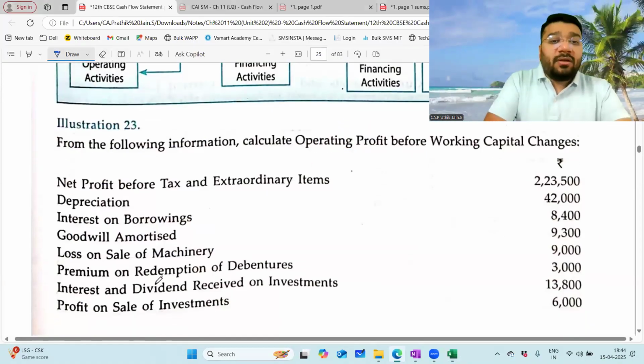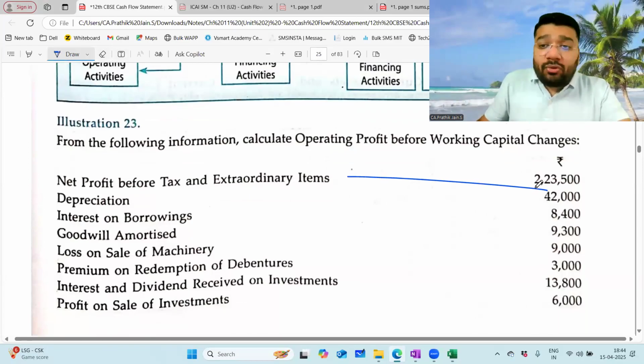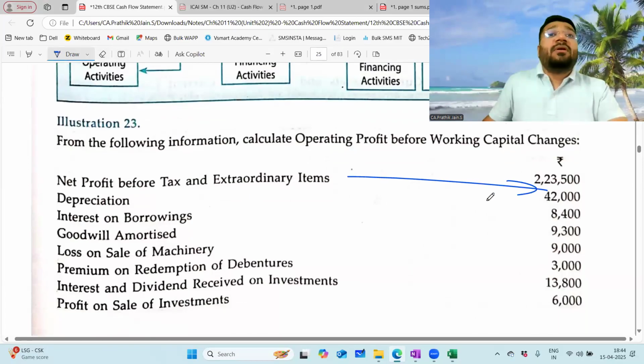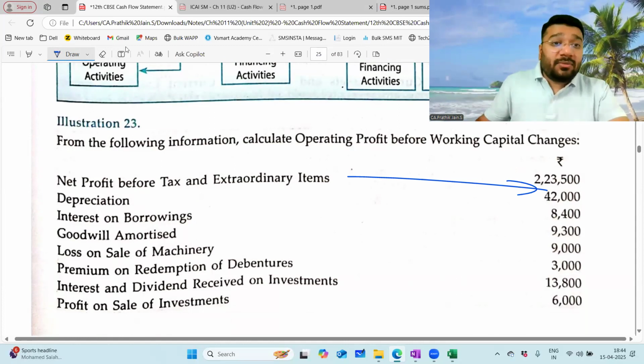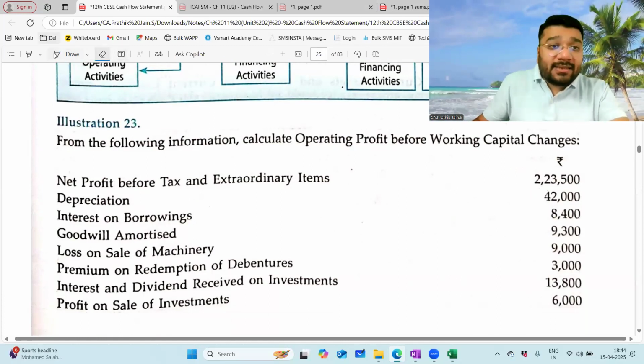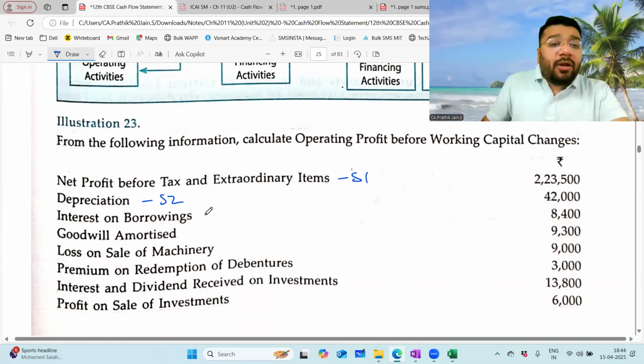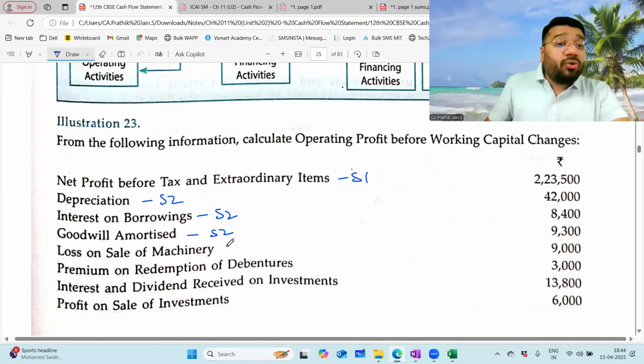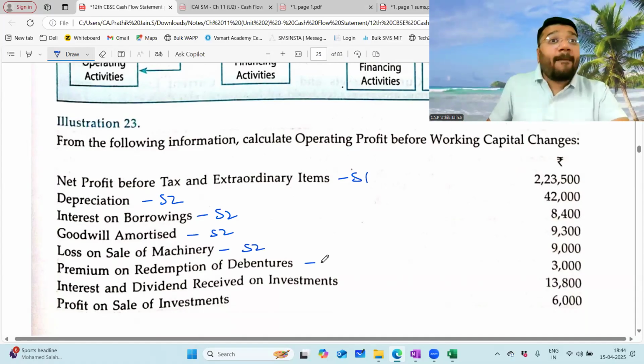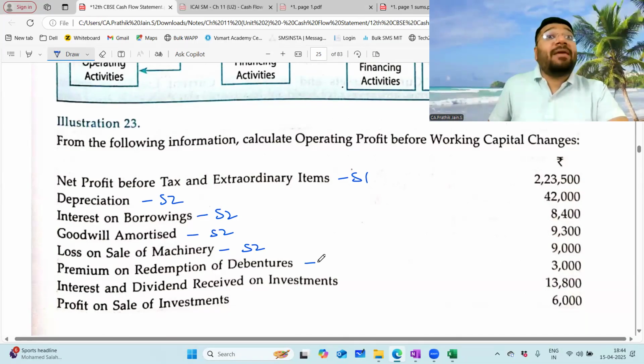Net profit before tax and extraordinary item 223. Directly given, or should I use top to bottom approach or bottom to top approach? So directly given. So can I say this is segment 1? Okay. Depreciation, segment 2. Interest on borrowing, segment 2. Goodwill amortized, segment 2. Loss on sale of machinery, segment 2. Premium on redemption of debenture.